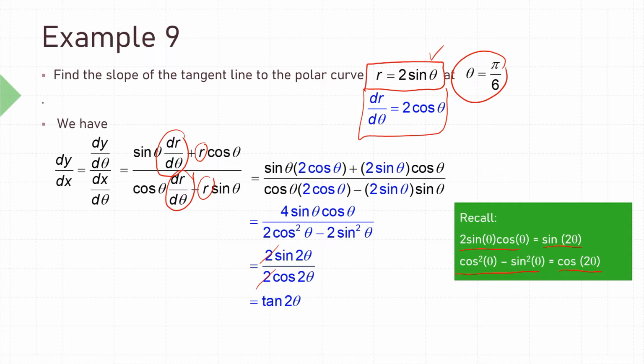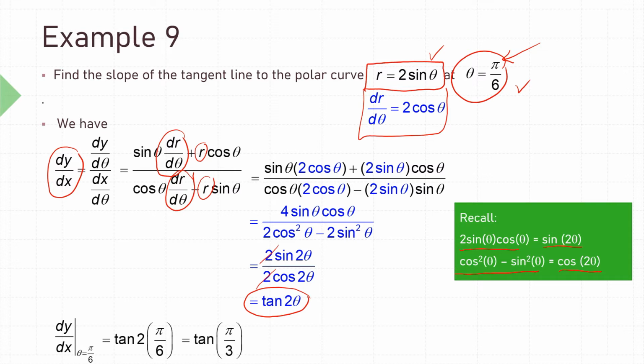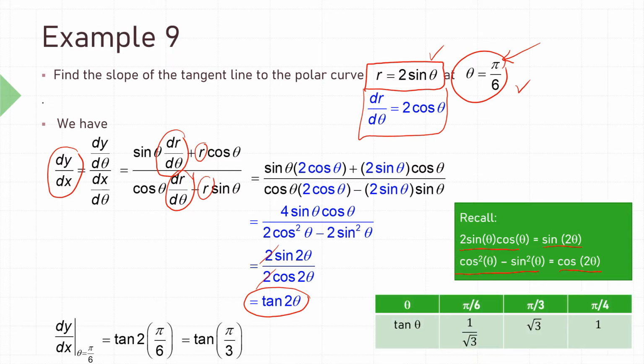So this is dy over dx at any point, but now we want to specify the point theta equal to pi over 6. So we substitute the value of theta with pi over 6, and we will have tangent 2 times pi over 6, therefore tangent pi over 3. Recall the triangle that I've taught before. The tangent of pi over 3 is root 3. So root 3 is the answer, which is the slope of the tangent to the polar curve at this point.